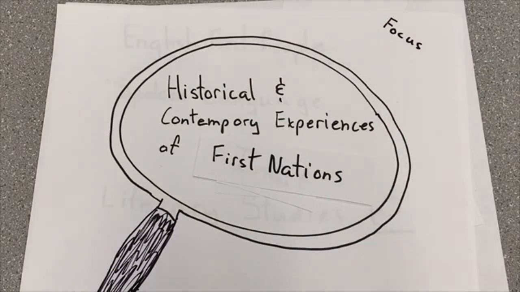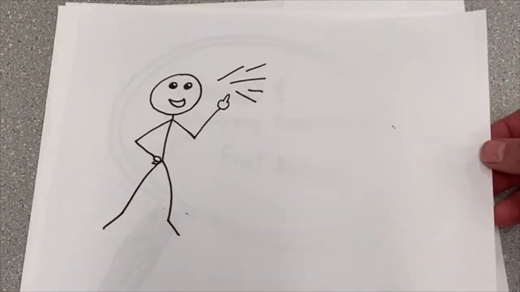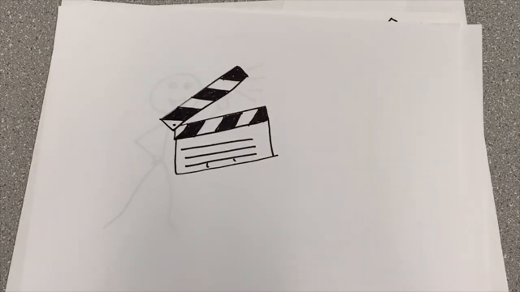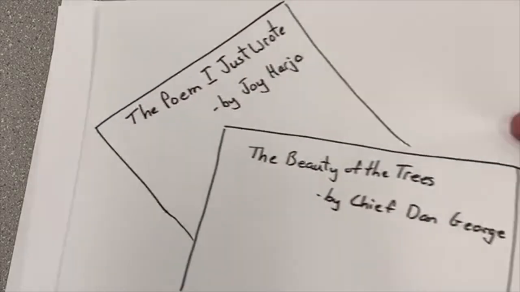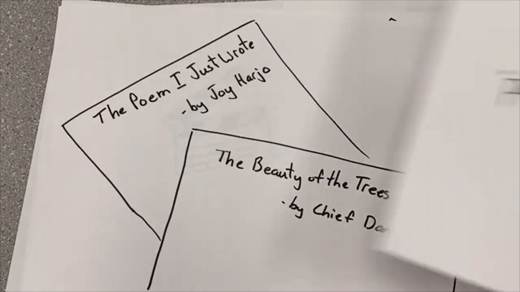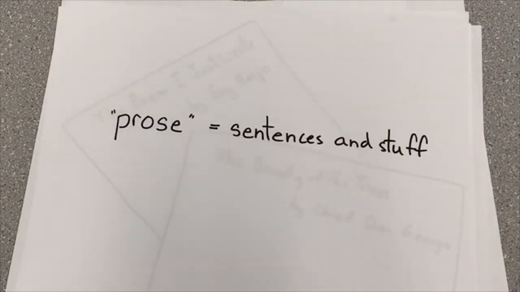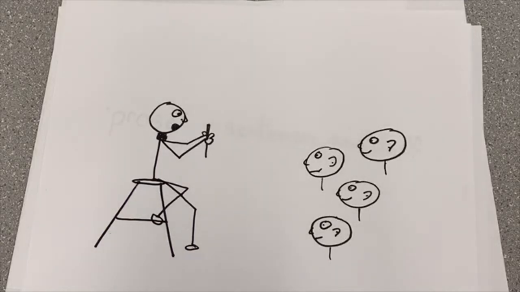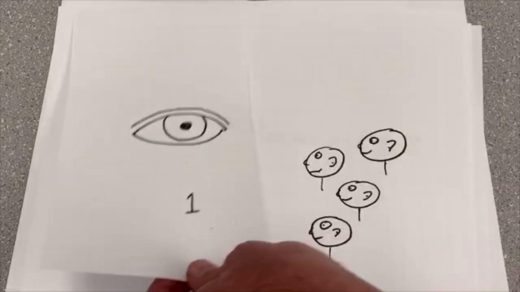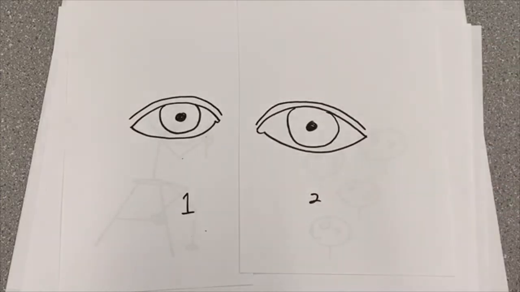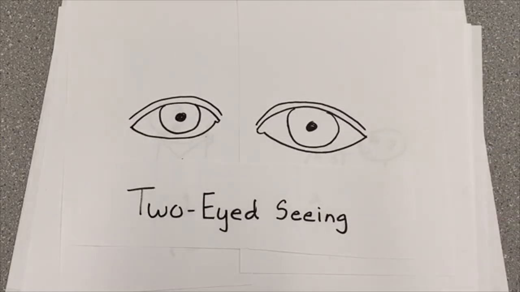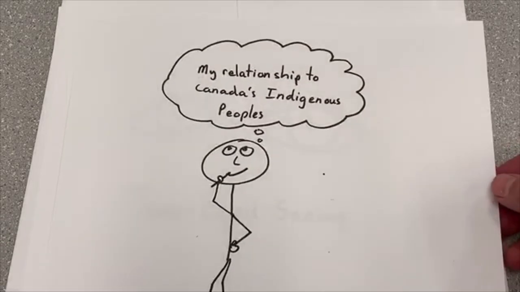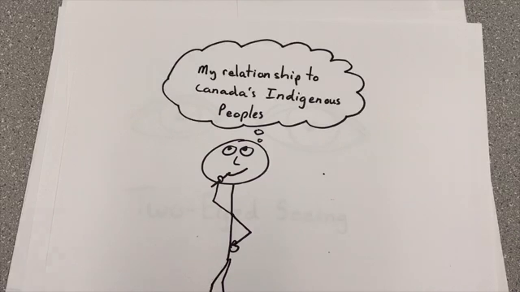Students will explore a variety of Indigenous texts, including oral traditions, film, poetry, and prose. The requirements include things like recitation and performance. An aim is to help you see the world from Indigenous and Western perspectives and develop an understanding of your relationship to Canada's Indigenous peoples.